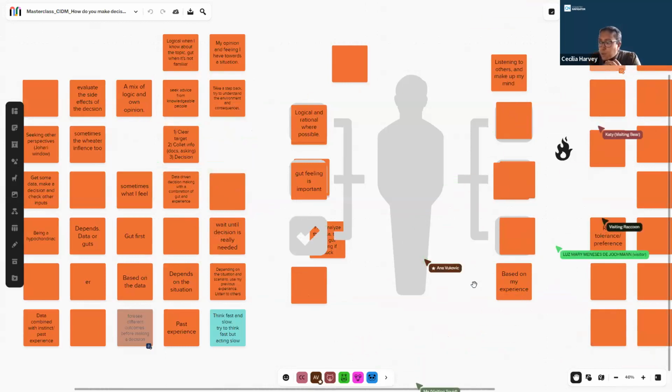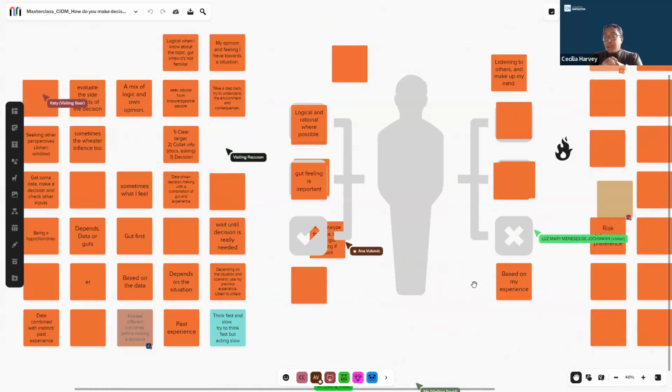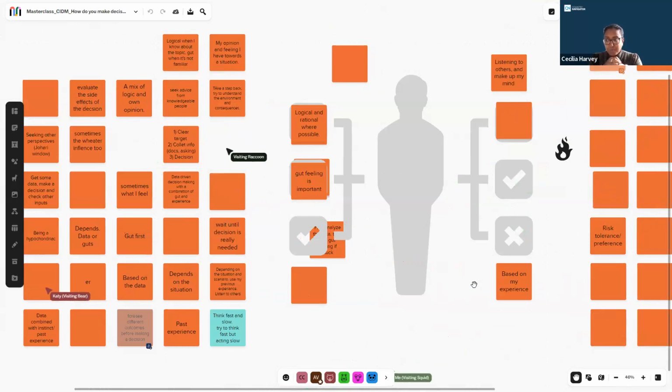Think fast and slow. Try to think fast but act slow. Yes, I guess easier said than done. I admire that, because I think we are often in this fast-paced working environment, and actually even in our personal lives, it's quite tricky to keep up with our fast thinking, but to act slow. So I really like that one.